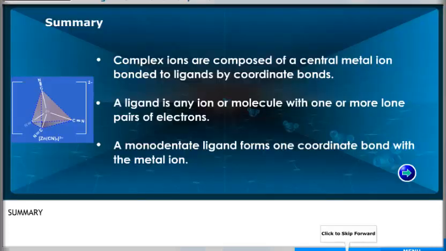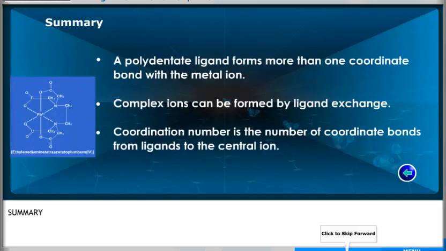Summary. Complex ions are composed of a central metal ion bonded to ligands by coordinate bonds. A ligand is any ion or molecule with one or more lone pairs of electrons. A monodentate ligand forms one coordinate bond with the metal ion. A polydentate ligand forms more than one coordinate bond with the metal ion. Complex ions can be formed by ligand exchange. Coordination number is the number of coordinate bonds from ligands to the central ion.